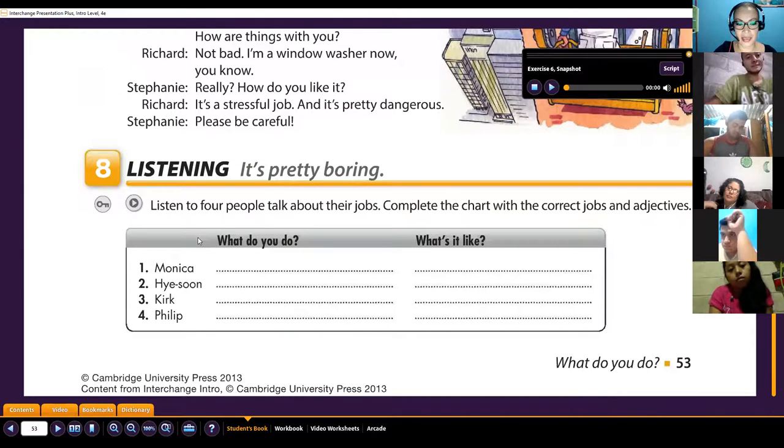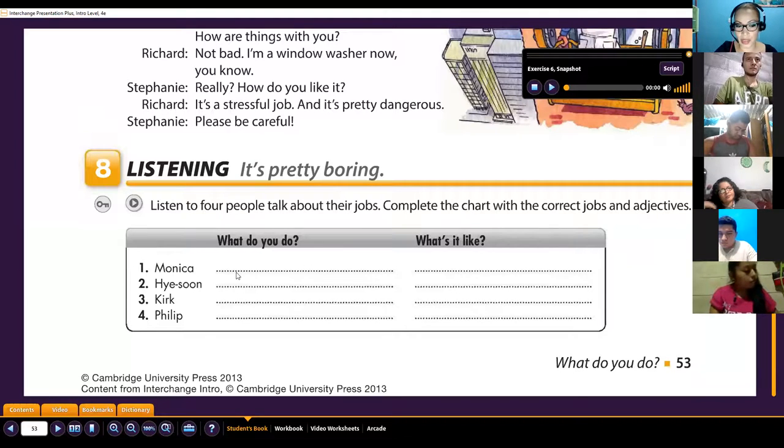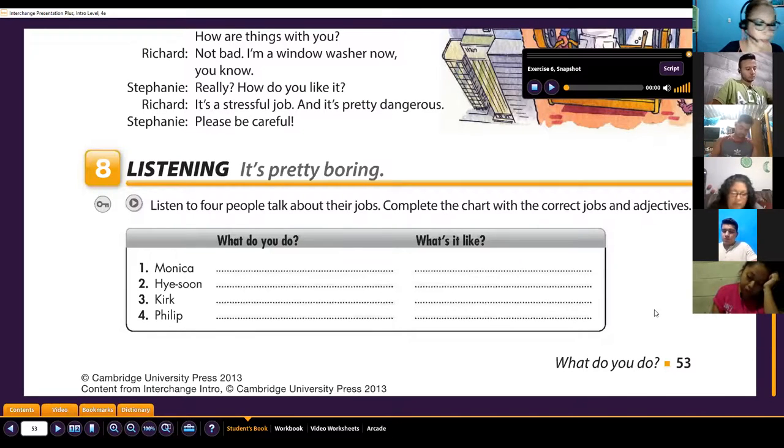Then we have the listening here. It's similar. We're going to listen to four people talking about their jobs, and we're going to complete the jobs with the correct jobs and the adjectives. Vamos a escuchar a estas personas hablando, ¿verdad? Ustedes tienen esto en la presentación que les mandé, ¿verdad? It's similar to the listening on your material as well. Pero si no lo tienen impreso la presentación, lo pueden hacer rapidito en el cuaderno. Escribir los nombres. Mónica, Haizun, Kirk, and Philip. What do you do and what is it like? Vamos a escuchar y vamos a escribir qué hace Mónica. ¿Cuál es la profesión? ¿Y cómo la describe? Is it easy, boring, dangerous, etc.? Voy a dar un par de minutos para que escriban en su cuaderno o si tienen el material impreso, pues ahí lo buscamos.